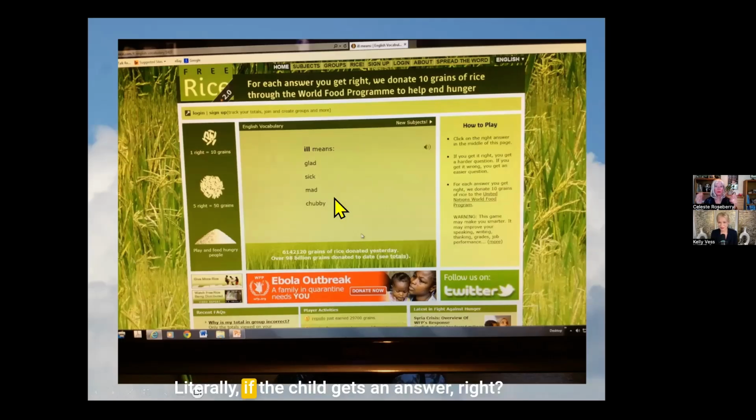Literally, if the child gets an answer right, a bowl fills with little grains of rice on the screen, and literally a food insecure person somewhere on our planet gets rice to eat. It's just an awesome way of helping those who are in under-resourced areas. There's, I think, 52 levels of free rice on freerice.com. And this is marvelous for kids for improving vocabulary skills, and it's fun.